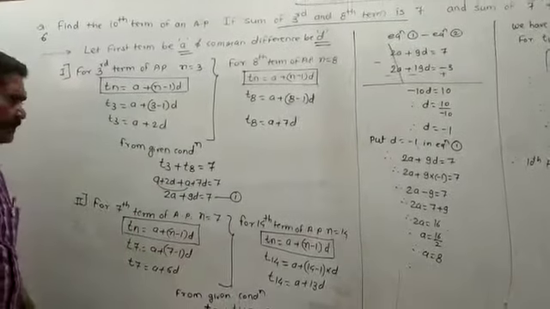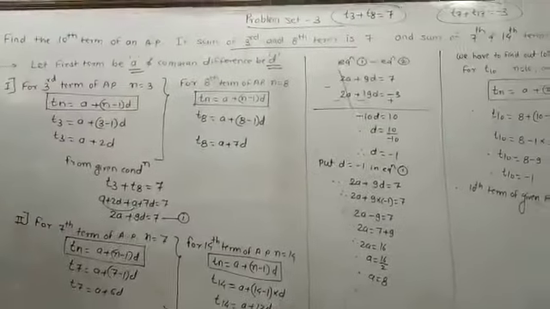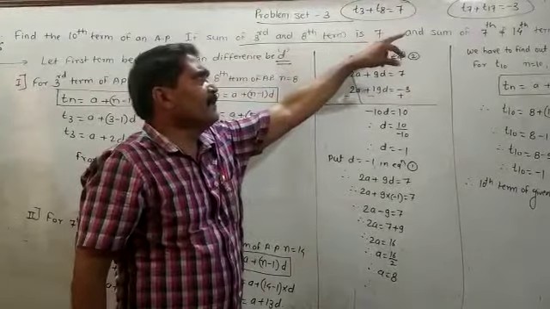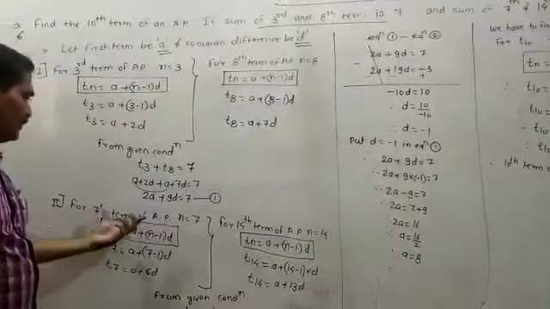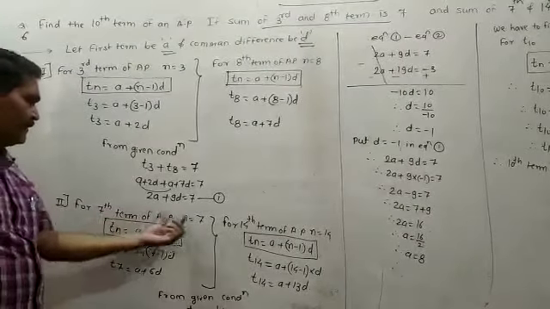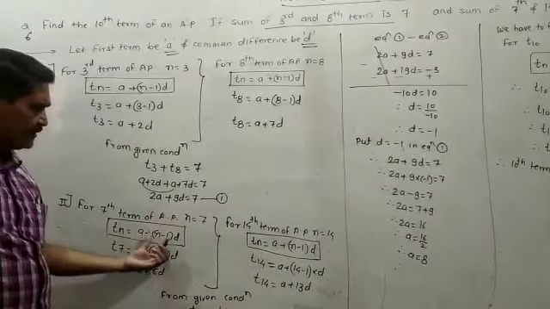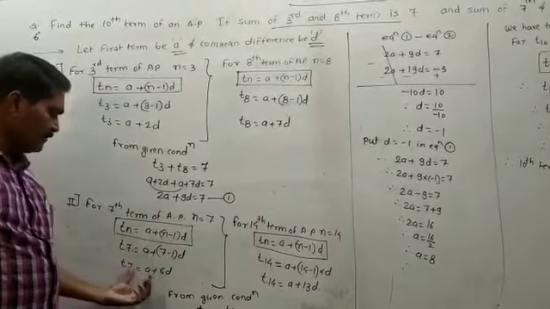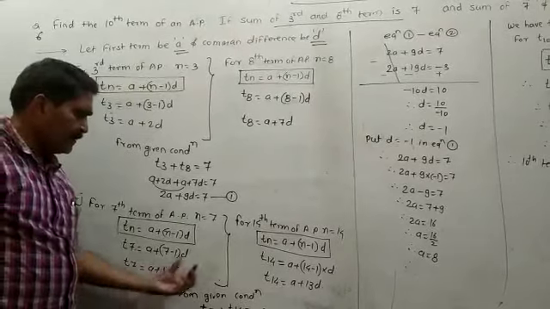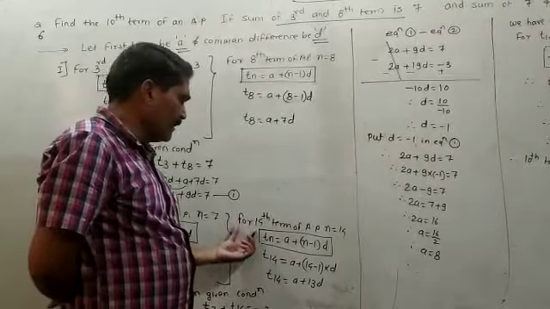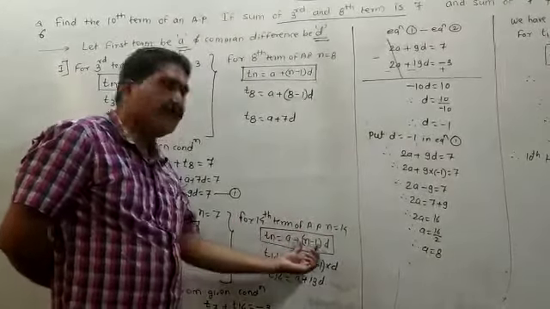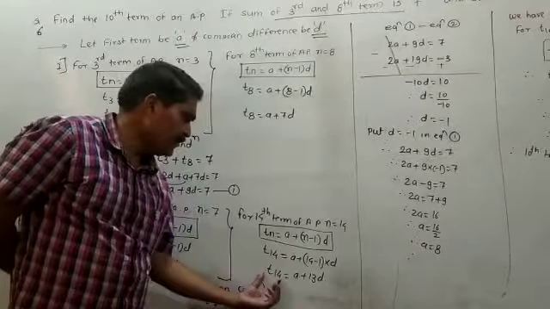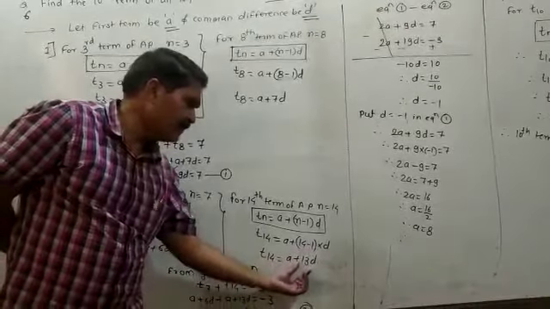This is equation 1. For the second condition, the sum of the 7th term and the 14th term is minus 3. So, you have to find out the 7th term. For the 7th term, n is equal to 7. Tn is equal to A plus n minus 1 into D. T7 is equal to A plus 7 minus 1 into D, T7 is equal to A plus 6D. Then for finding the 14th term, n is equal to 14. Tn is equal to A plus n minus 1 into D. T14 is equal to A plus 14 minus 1 into D, T14 is equal to A plus 13D.